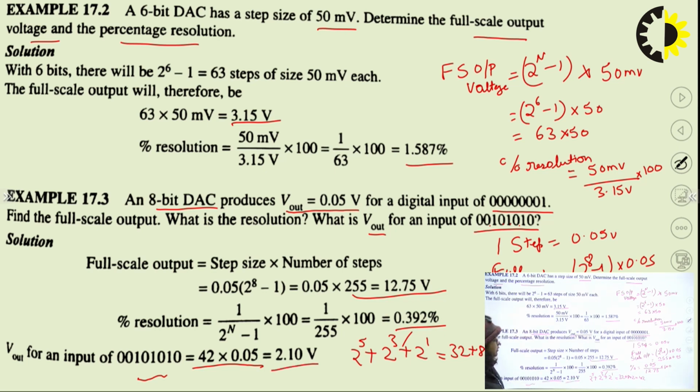So, if we have to calculate the output for any binary input, first of all, we will convert this binary value to decimal equivalent value using weighted sum approach. Then the decimal equivalent value of this digital input is multiplied by one step size to calculate the output for that particular input. So, these are some basic numericals on percentage resolution and output calculation for DAC.